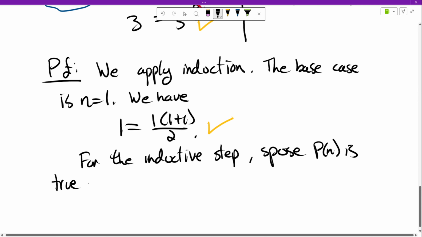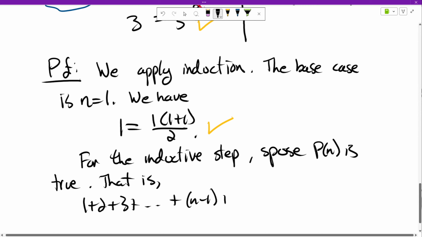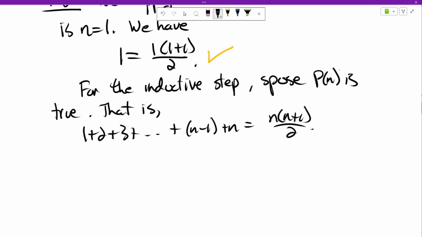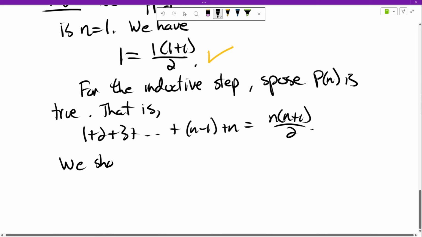And let's clarify what we mean when we say P of n is true. So that is 1 plus 2 plus 3 plus ... plus n minus 1 plus n is n times n plus 1 over 2. So that's what we're supposing is true. And now we're going to tell the reader what we want to show. So we show then that P of n plus 1 is true.